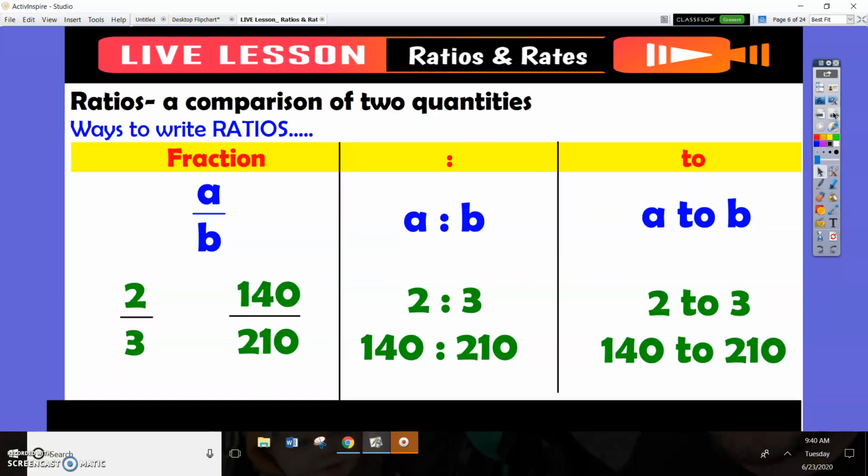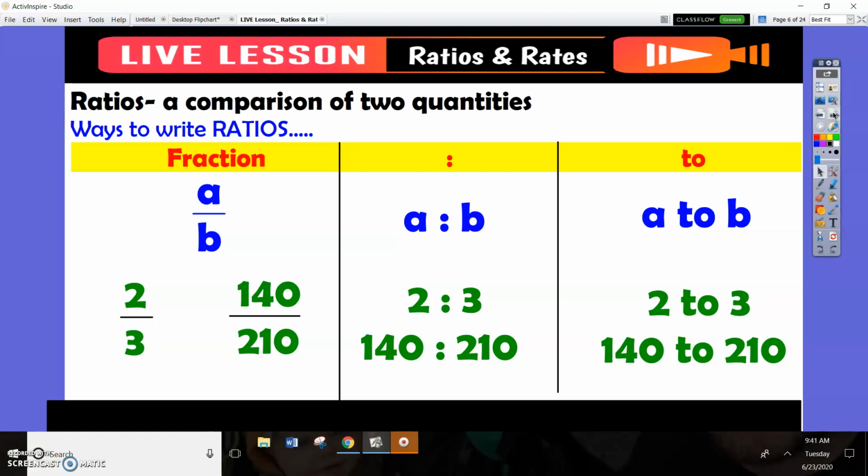All right, so a ratio is a comparison of 2 quantities. And there are a couple of different ways to write ratios. You can write them as a fraction. So when we think back to the last page, we had 2 boxes compared to 3 boxes. So we could write that as 2/3, or 140 over 210.